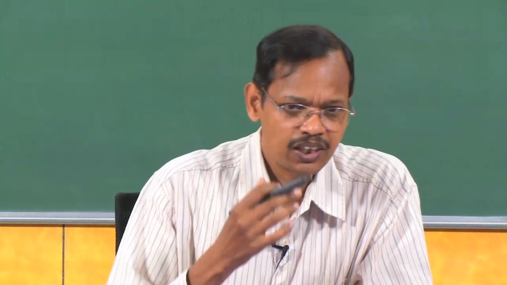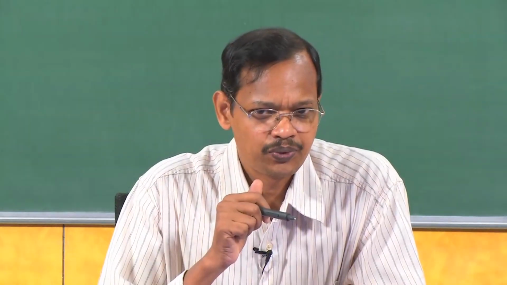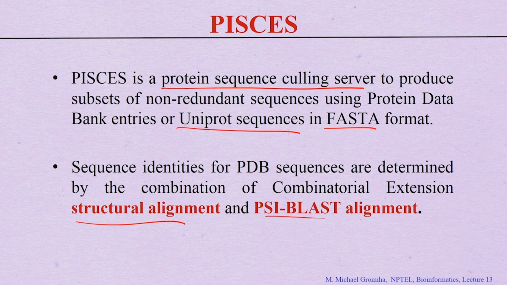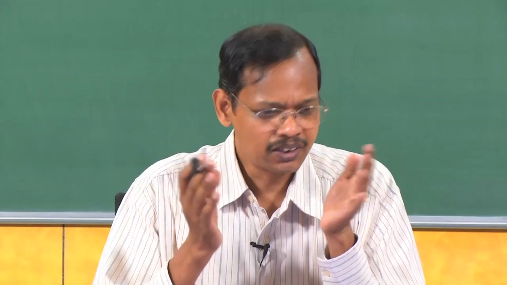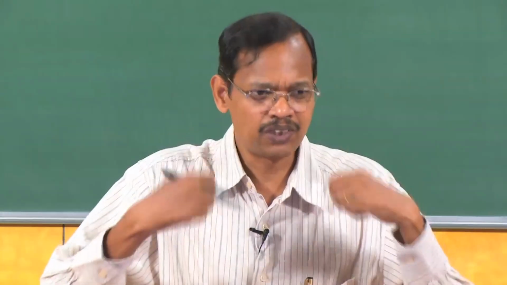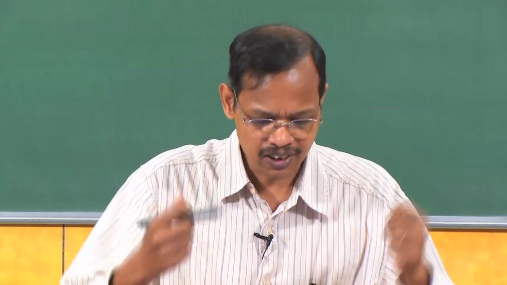So how do they get this non-redundancy? If you have the PDB sequence, they use structural alignment and PSI-BLAST alignment. So what is PSI-BLAST alignment? This is a kind of multiple sequence alignment, a position-specific iterated BLAST alignment. They build the multiple sequence alignment by putting the same or similar sequences together at the first step. So they have this sequence alignment as well as a structure-based sequence alignment, and they combine them together if you have the PDB entries.